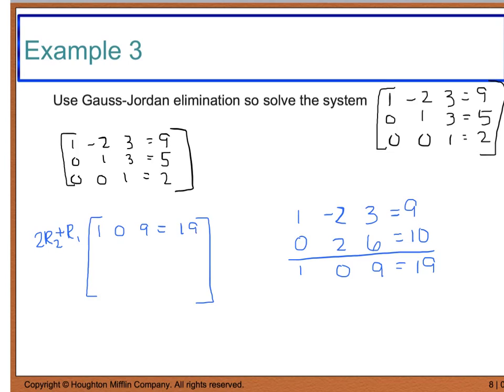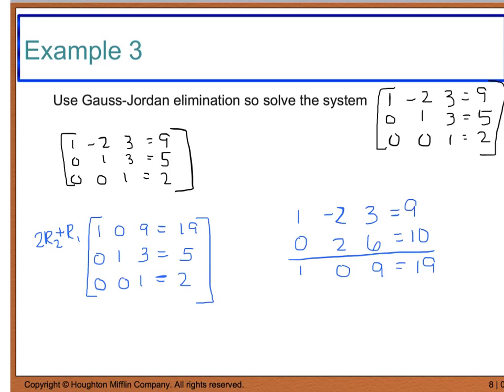I can put in my second row already, which is 0, 1, 3 equals 5. And my third row was 0, 0, 1 equals 2. So now I see for my first leading one, I have zeros all below it, which is what I want. For my second leading one, I've got all zeros above and all zeros below. So we're on the right track.